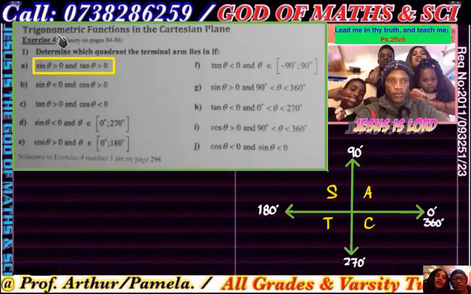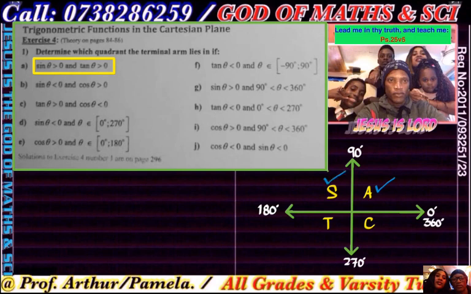All right, so let's look at this one, trigonometric functions in the Cartesian plane. It says, number one, determine which quadrant the terminal arm lies in if you're given the following. Number one, you've got sine of theta greater than 0. That means positive. Sine is positive here in the first quadrant and also here in the second quadrant.